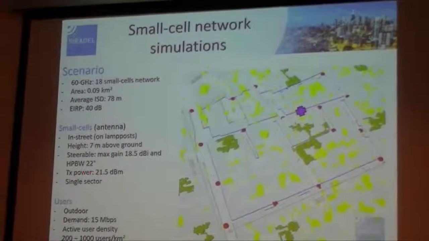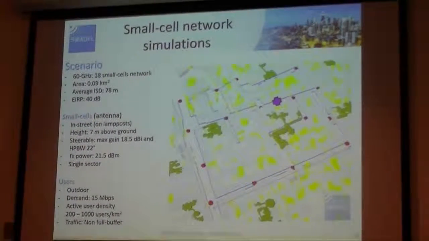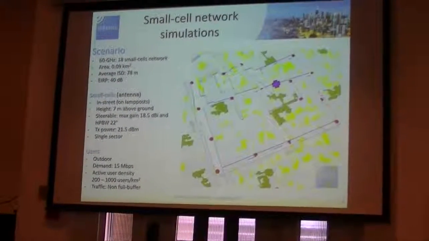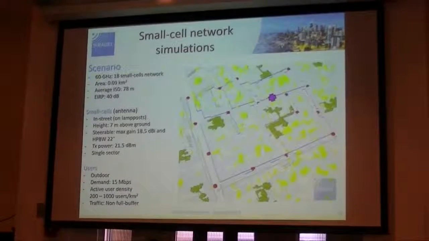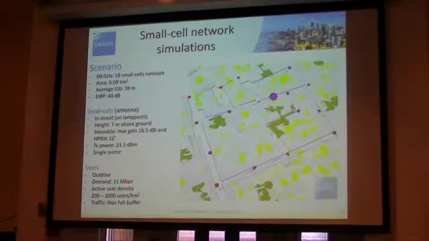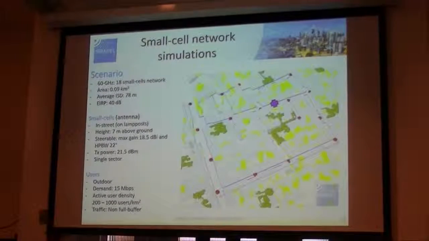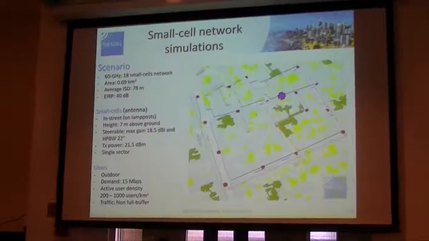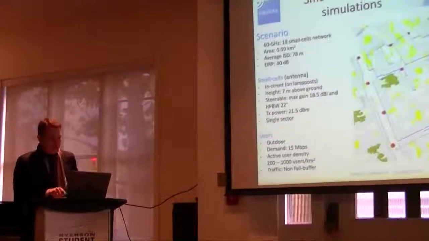Then Zahid has considered spherical antennas that will help obviously in acting on the intercell interference. And we have a transmit power of 21.5 dBm, one single sector, and the users are all outdoor. The demand is 15 megabits per second, and the active user density will change, as I will present later on, between 200 users per square kilometer up to 1,000. So we change the load of the network, if you like. And the traffic is non-full buffer in that case.